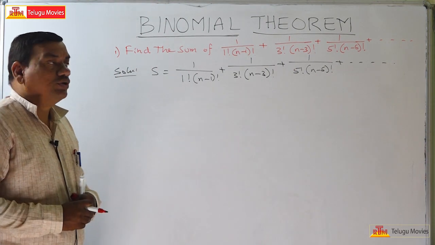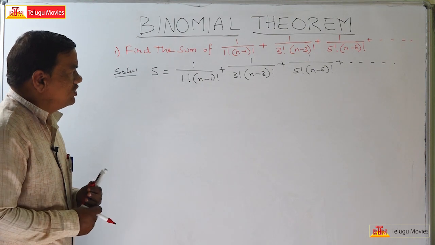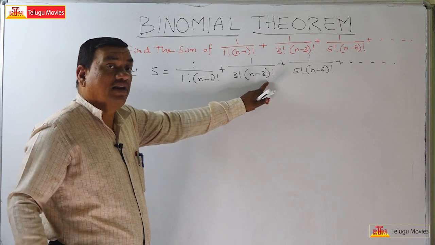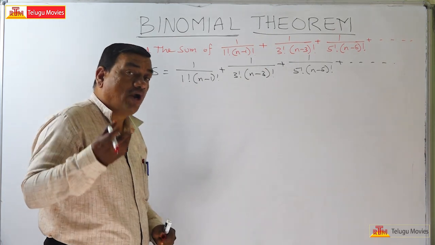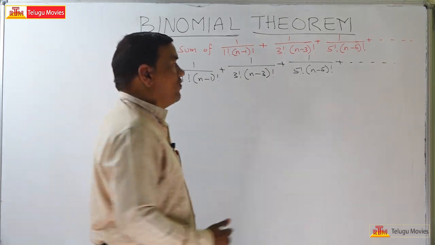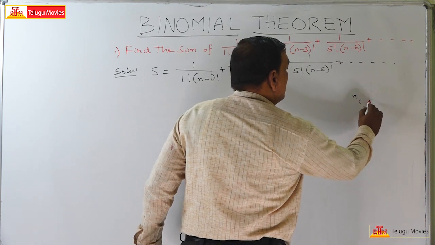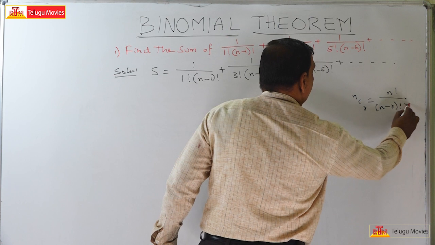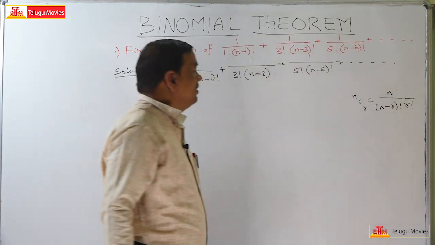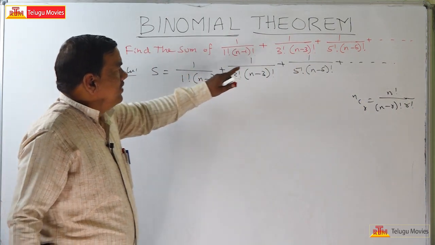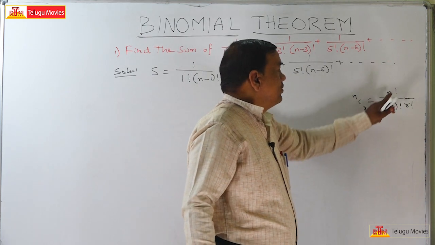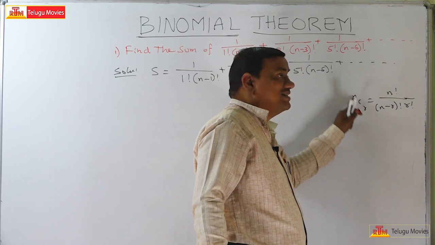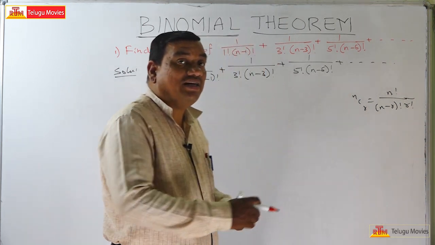Now how to do this problem? See here, 3 factorial and (n minus 3) factorial. So you have to get an idea of the nCr formula. What is nCr? It is n factorial by (n minus r) factorial into r factorial. If this is there, we can write it as nCr.